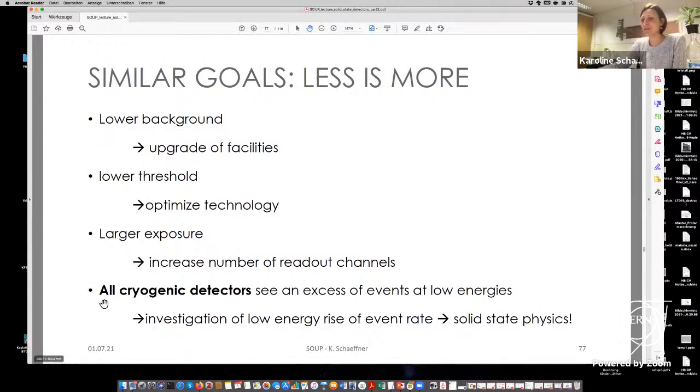Then an important point I want to mention is that all these cryogenic detectors see an excess when you go below 200 eV or so, which has an origin we don't know. So there's a lot of investigation going on at the moment. Just 2 weeks ago there was a workshop called the Excess Workshop, run by HEPHY in Austria. It was really impressive. There were around 140 participants from all these experiments, because obviously all of them have the problem, don't understand it, and would like to learn about the origin.